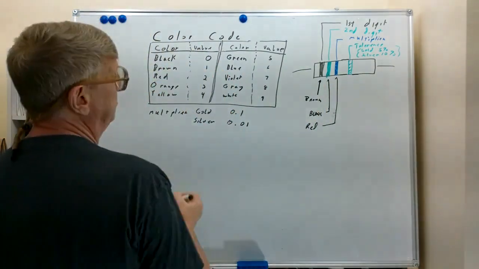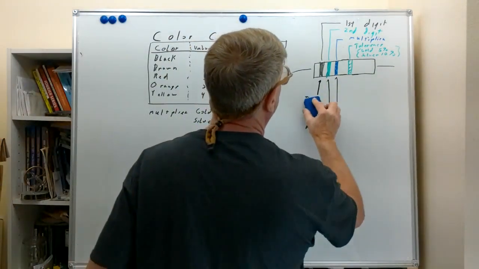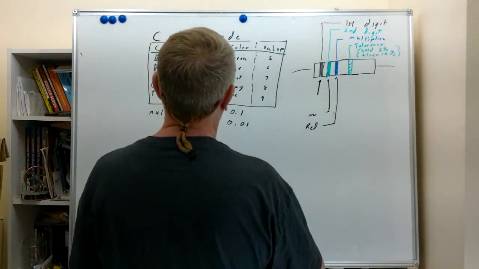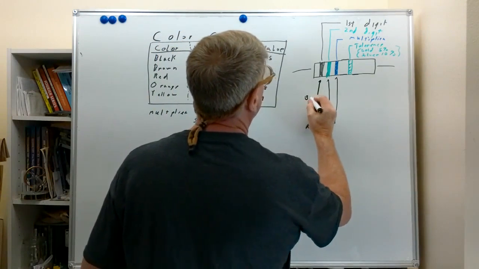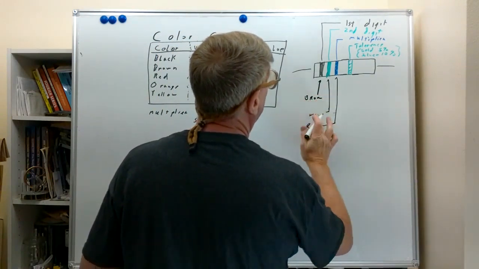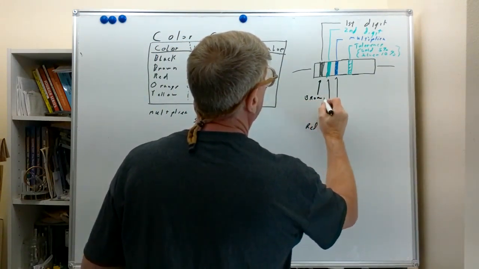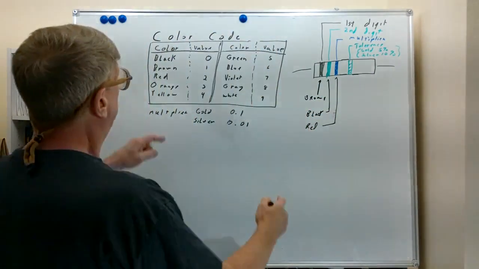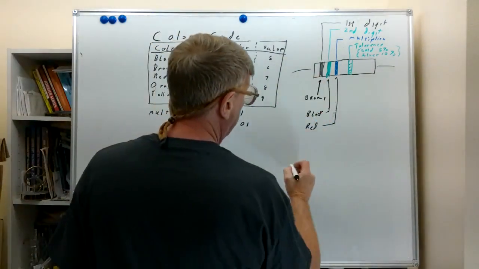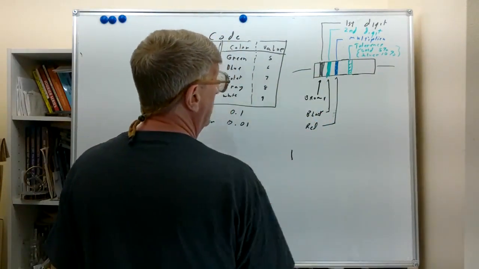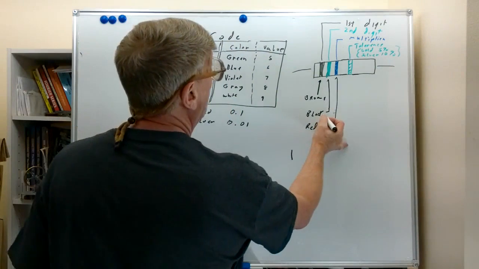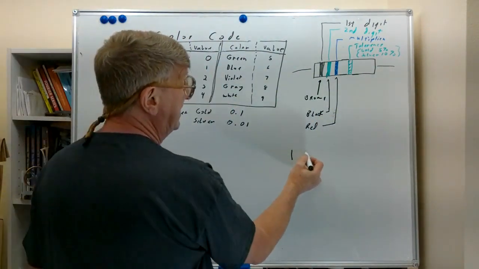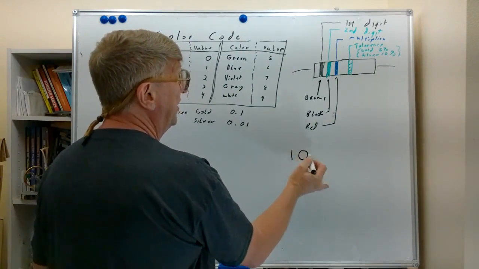Well, if we look at the chart, I want to change this around. I want this to be black and brown, not brown and black. Yeah, brown. I guess I had this the way I wanted it. And black. So we see that brown is a 1. So the first digit in the value is a 1. We see that black is a 0, so the second digit of the resistor value will be a 0.